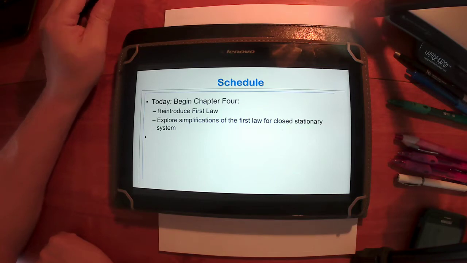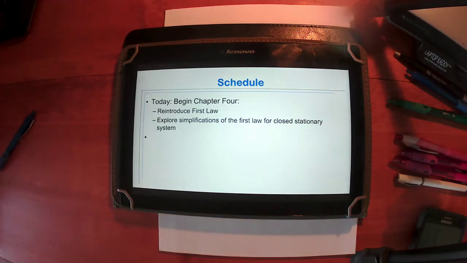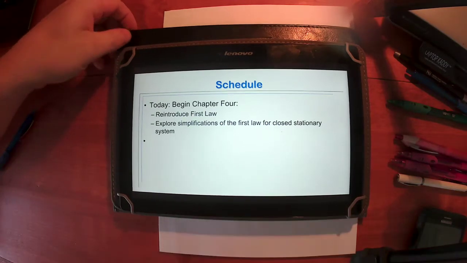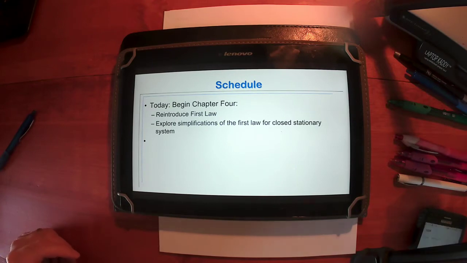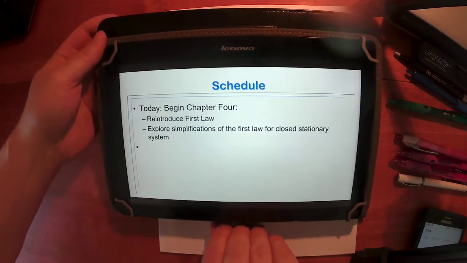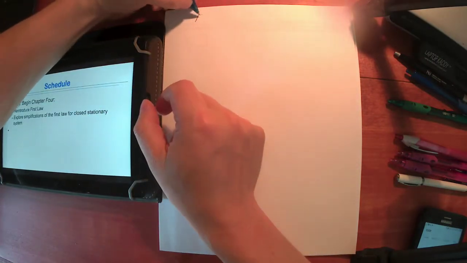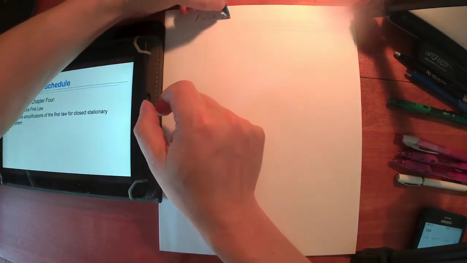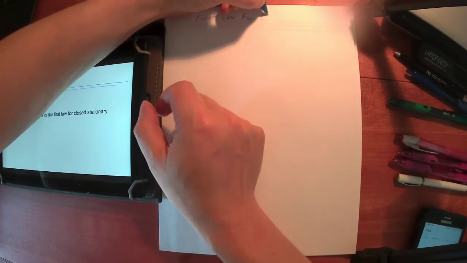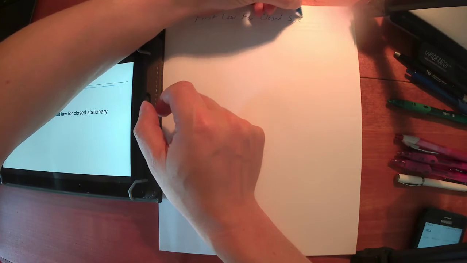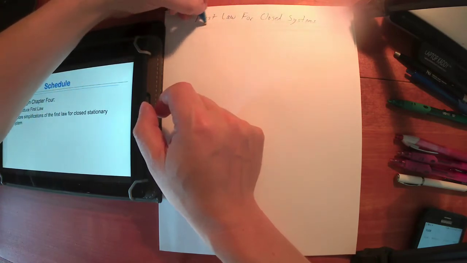So, this is going to be Chapter 8. We're going to start talking about Chapter 4. That's going to be our goal here. Chapter 4, in the Cengel and Boles text, I always like to say Chapter 4 is kind of like a first law for closed systems. My hope is you remember what a closed system is.